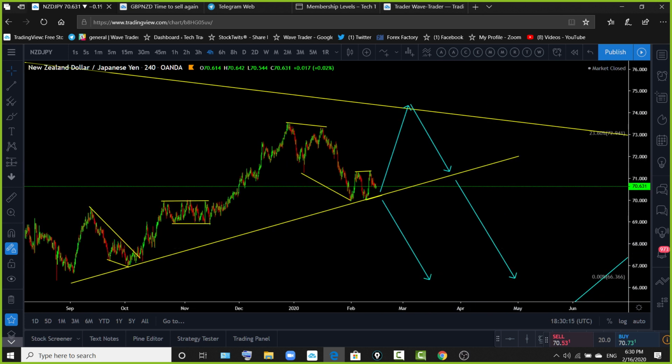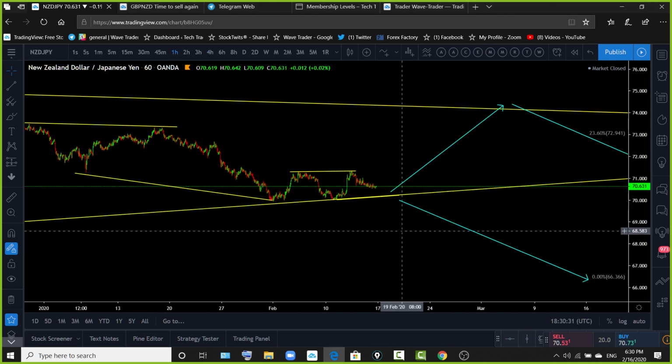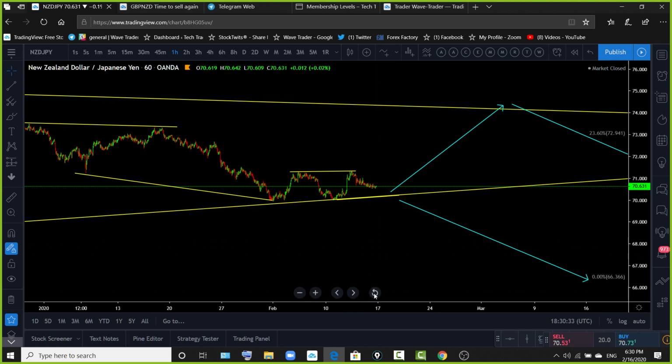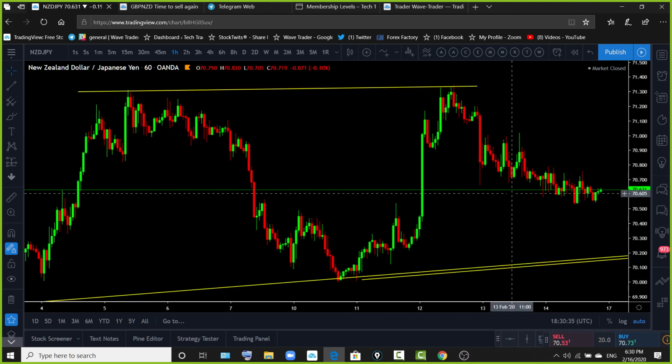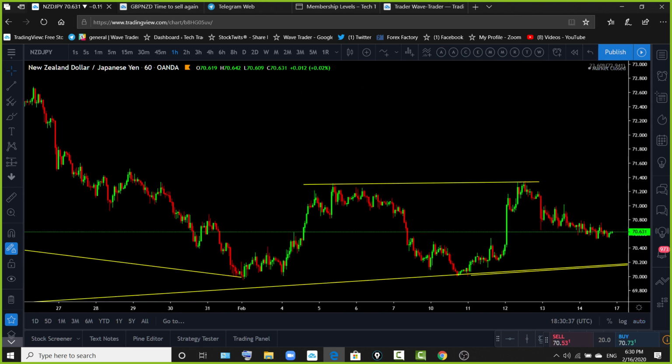Kiwi yen, this ABC move. Price to hold that bottom and go there. So when you're going to buy the Kiwi against the yen, trade with care. We are more bearish on it rather than bullish. We are bullish on the Kiwi.